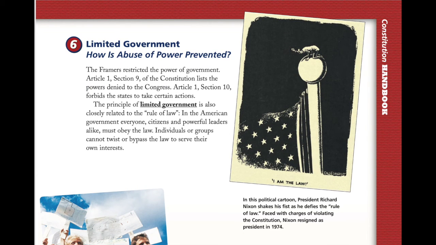Limited government. How is abuse of power prevented? The framers restricted the power of government. Article 1, Section 9 of the Constitution lists the powers denied to the Congress. Article 1, Section 10 forbids the states to take certain actions. The principle of limited government is also closely related to the rule of law. In the American government, everyone, citizens and powerful leaders alike, must obey the law. Individuals or groups cannot twist or bypass the law to serve their own interests.